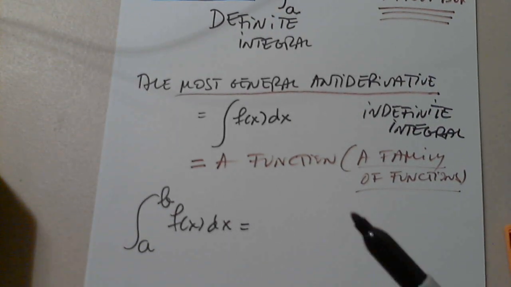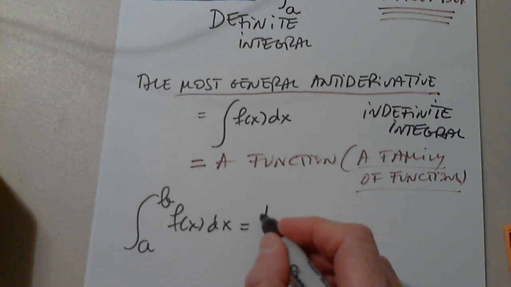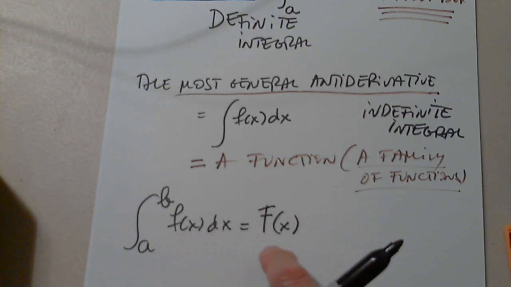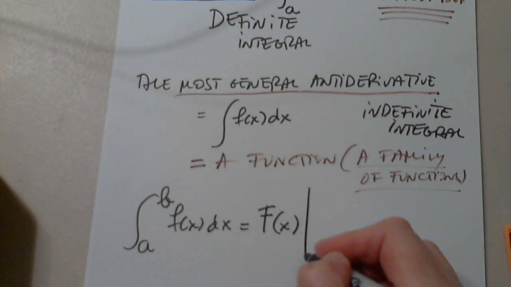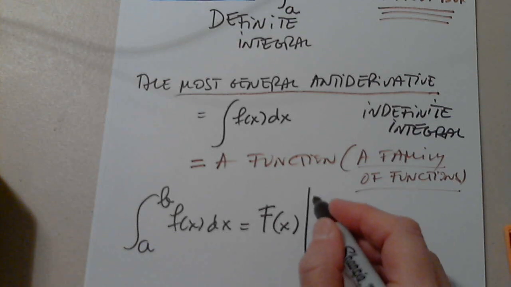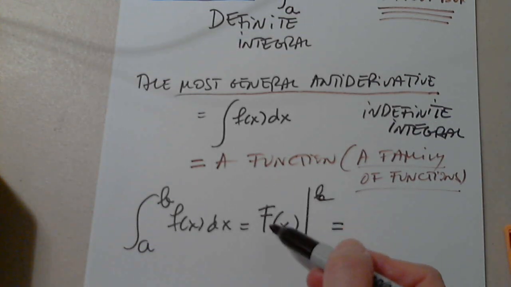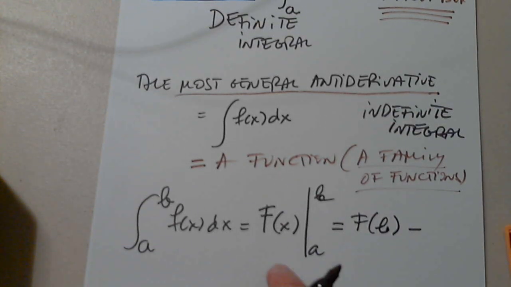So the definite integral from a to b of f of x dx is the most general antiderivative, normally denoted by uppercase F of x. This is a function, this is the antiderivative. A vertical bar from a to b equals, I evaluate when I plug in b, and I have to subtract when I plug in a.